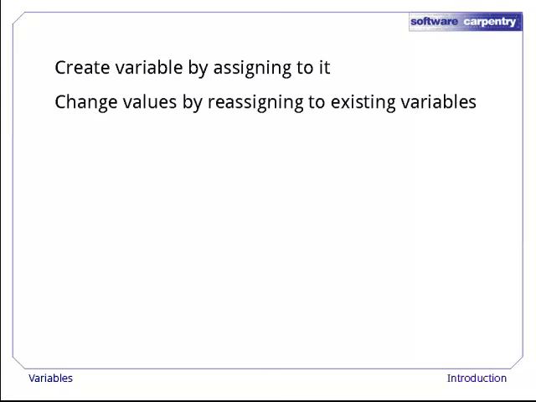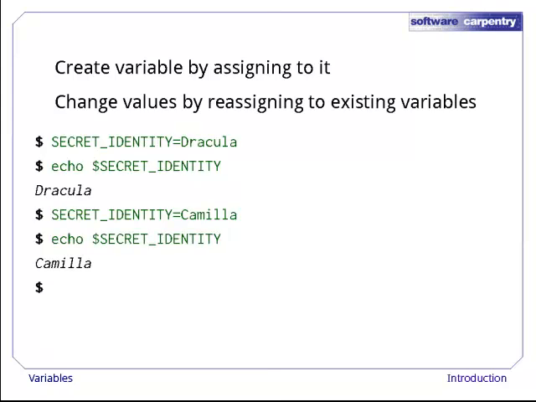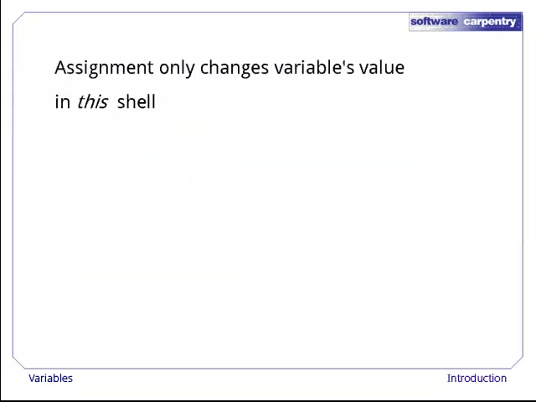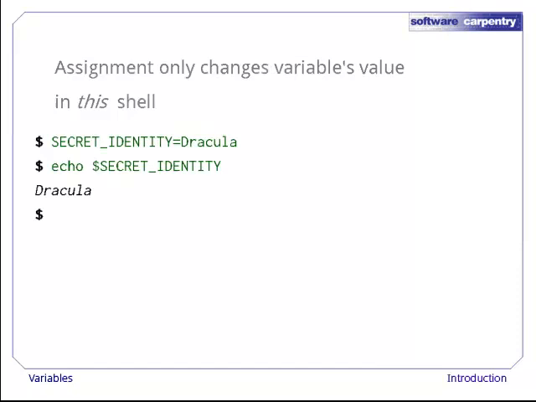Changing a value is equally easy. Just assign a new one. Here, we set our secret identity to be Dracula, check it, change it to Camila, and check again. It's important to note, though, that assignment only changes a variable's value in the current shell, not in any other shells that are currently running, or in any shells that are started later. Let's go back and set our secret identity once again.